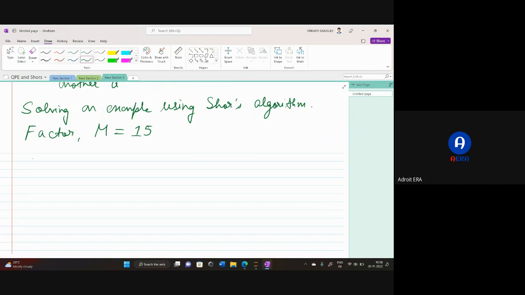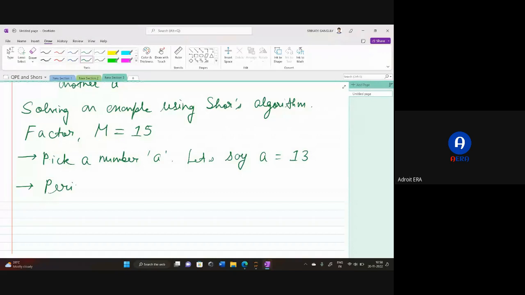So let us say we pick a number. We pick a number randomly, right? That is the first step of the algorithm. Pick a number which is a. So let's say that a is equal to 13, just randomly something. Okay, and then we try to find the period, which is a to the power r, right? Period or order, same thing.